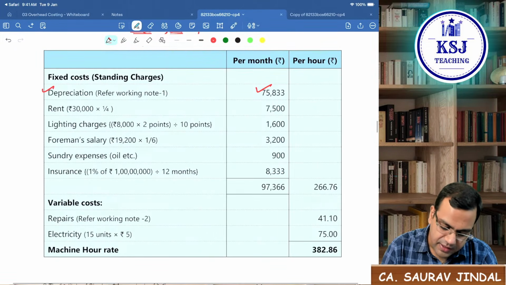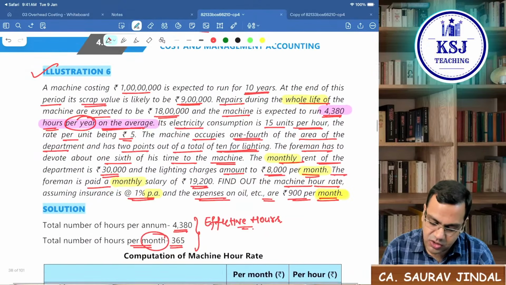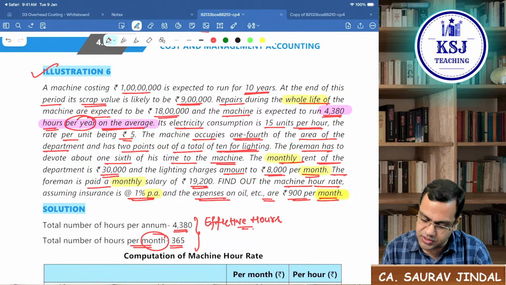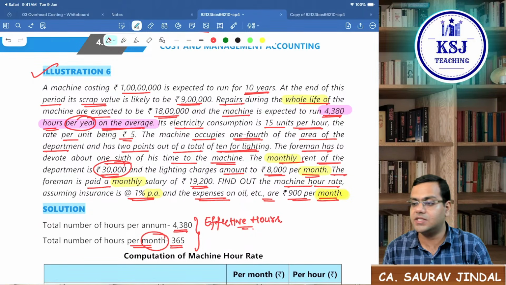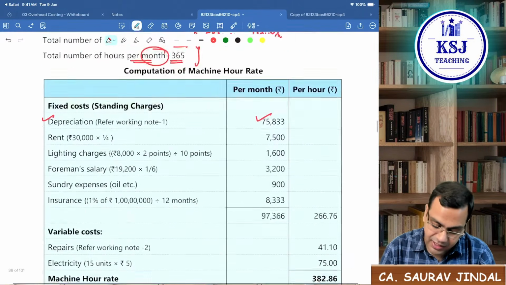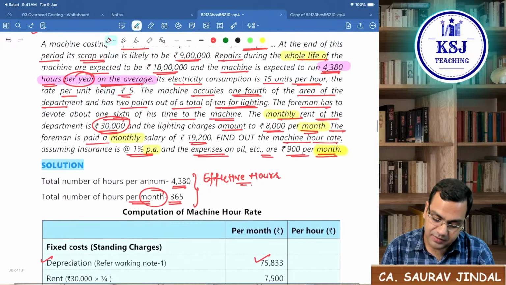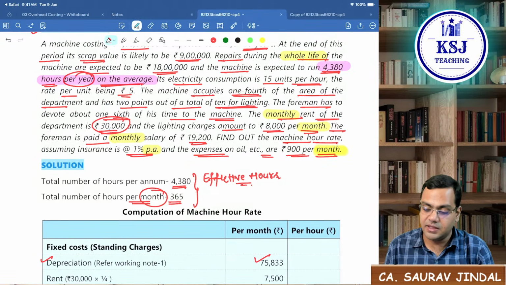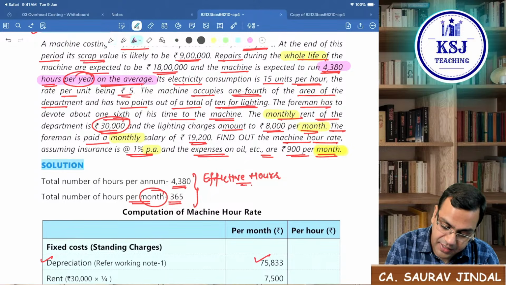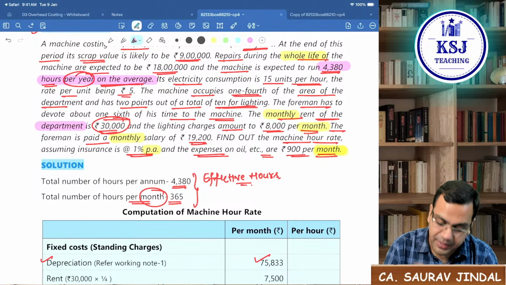Done, sir. Rent is given to you. Okay, fixed cost. Rent is also a fixed cost. Yes, sir. The monthly rent of 30,000 is given. But see the wording here. They are giving the monthly rent of the department. Of the department is 30,000.